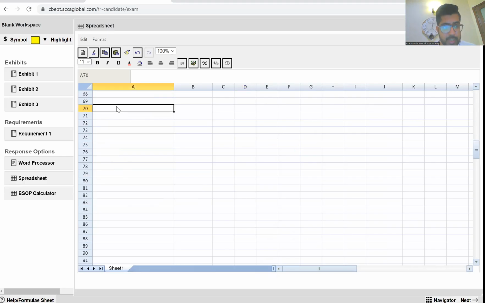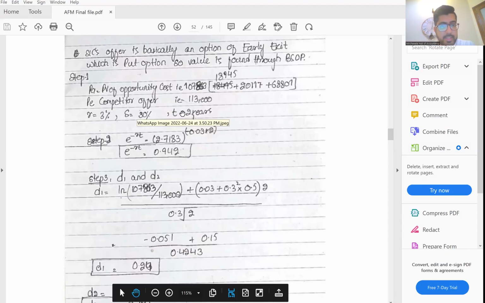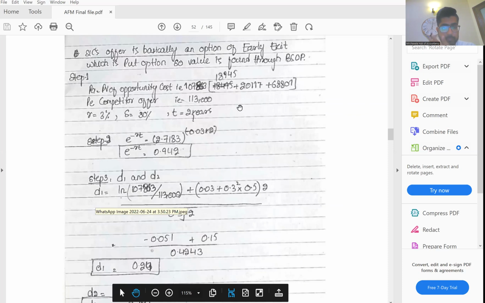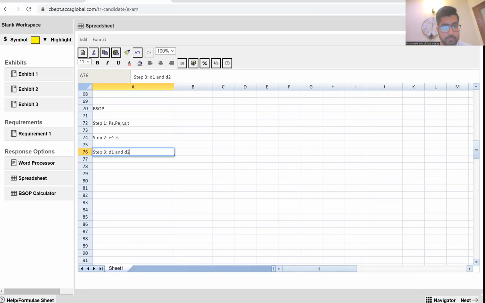Traditionally BSOP was answered via the 5-step approach. In the first step, we used to write what is PA, what is PE, what is R, what is S, what is T. So PA, PE, R, S, T was written. Then in step 2, we do a working called e to the power minus RT. Then step 3, we used to find D1 and D2. Then in step 4, we have to find ND1 and ND2 by looking at the normal distribution table.